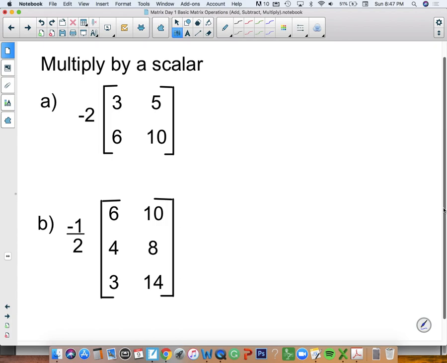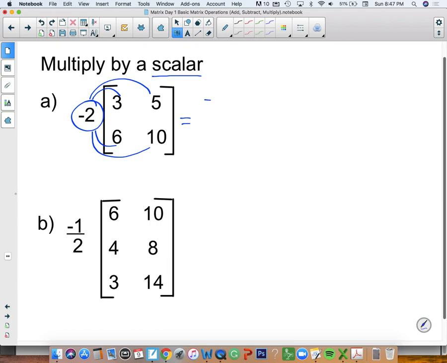Okay, so it's multiplying by a scalar. I've used that word in class before with the equations. When you scale an equation, you use a scalar. You just multiply that number all the way through the equation. We do the same thing with a scalar in a matrix. It's kind of like the distributive property. I'm going to take this -2, and I am going to multiply everything in my matrix times the -2, which will give me a new matrix.